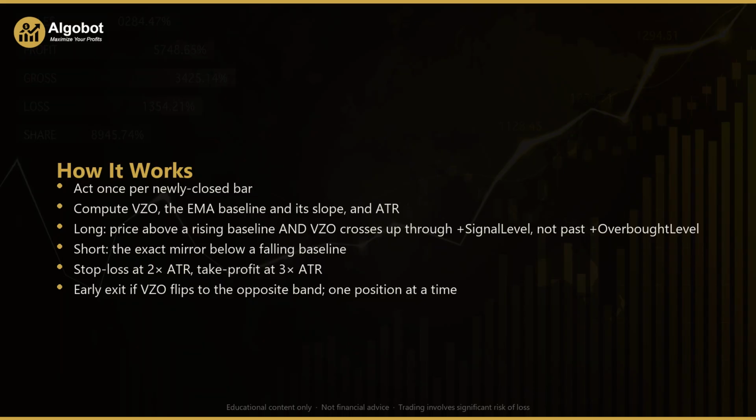There is also a second exit. If the oscillator flips all the way to the opposite signal band while the trade is live, the volume thesis has broken down, and the expert advisor closes the position early rather than waiting for the stop. Finally, the strategy holds only one position at a time per magic number, so it never stacks new entries on top of an existing trade. Every one of these steps is fixed in the code, which we'll look at next.